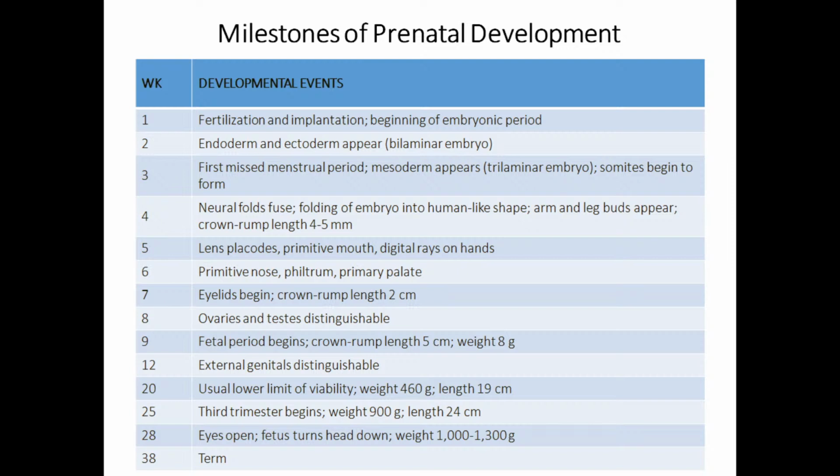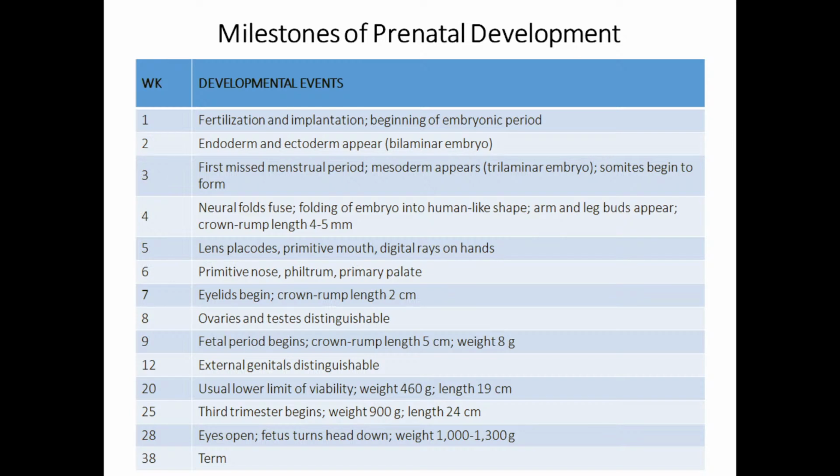Okay, now we'll discuss milestones of prenatal development. During the first week, fertilization and implantation, beginning of embryonic period. And the second week, endoderm and ectoderm appear, bilaminar embryo. Third week, first missed menstrual period, mesoderm appears, trilaminar embryo, and sometimes begin to form.